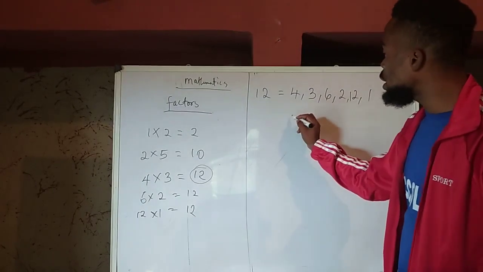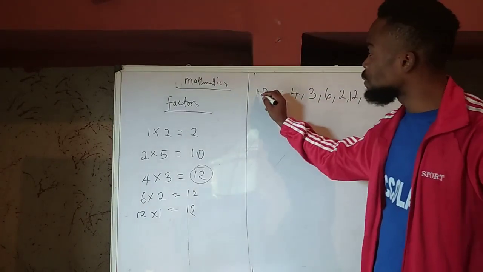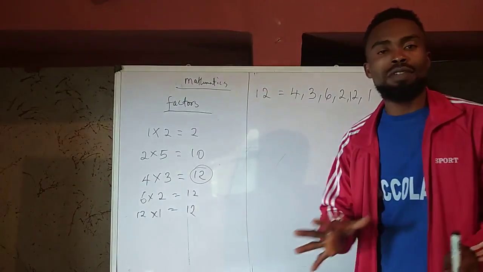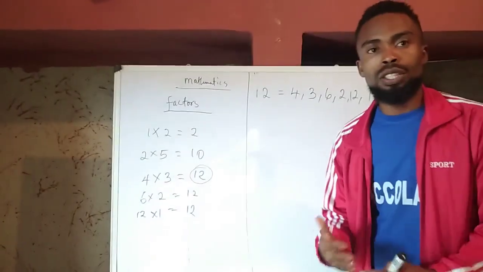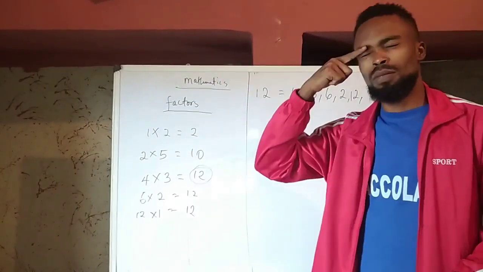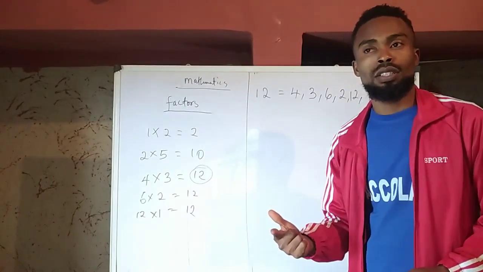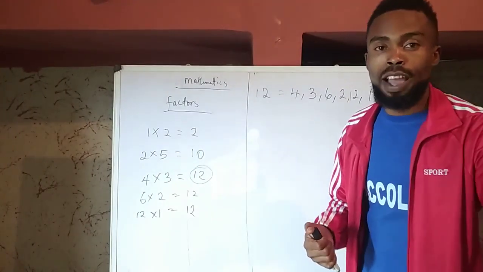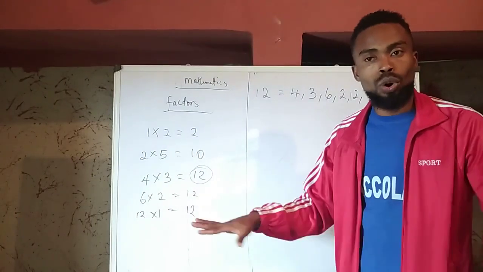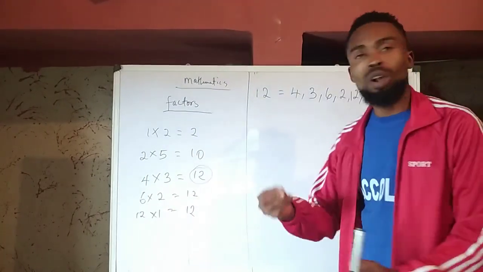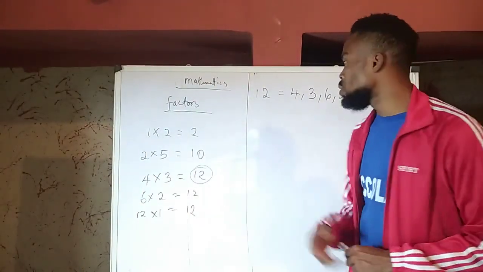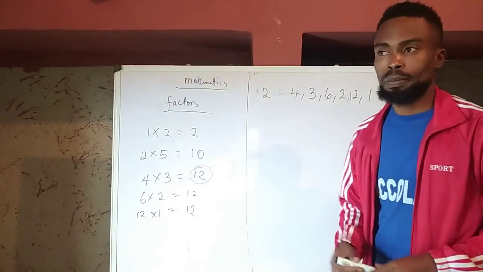Now, we cannot say 5 is a factor of 12. Okay, 5 is not a factor of 12. 7 is not a factor of 12. Why do we say that? There is no number that you can multiply 5 with to give you 12. Are you getting that? On a whole number basis, there is no number that you can multiply with 5 to give you 12. So 5 is not a factor of 12.